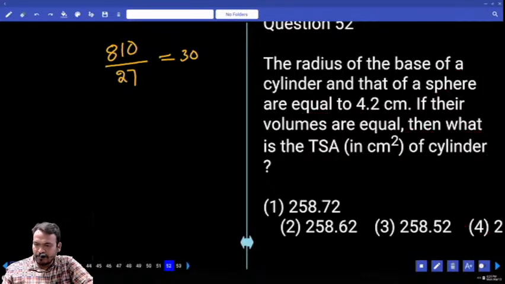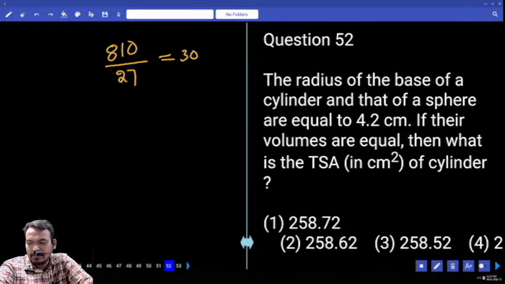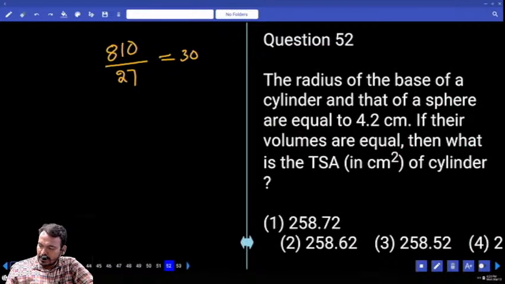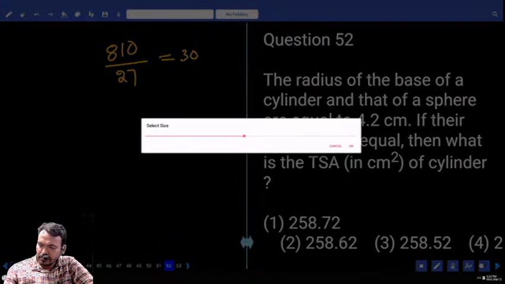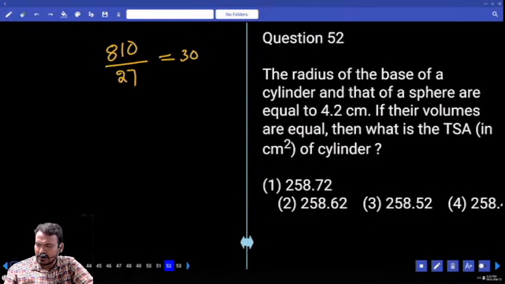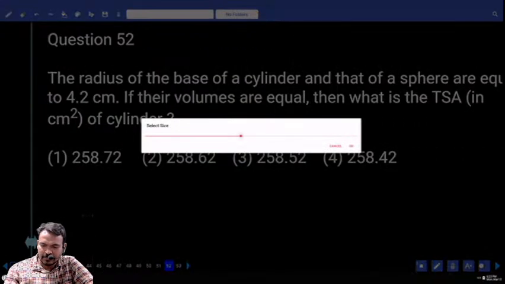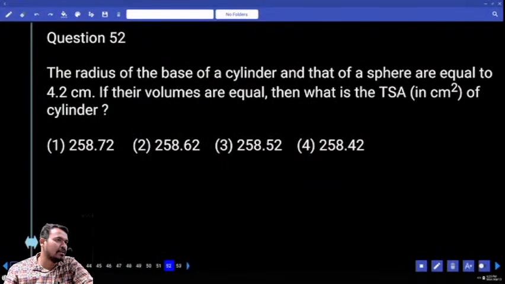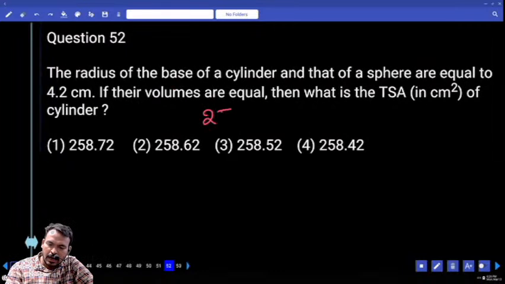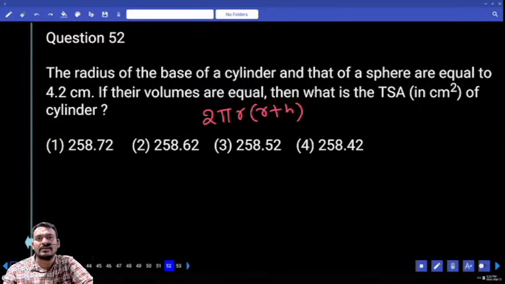Next question number 52. The radius of the base of a cylinder and that of a sphere are equal, which is 4.2 centimeters. If their volumes are equal, then what is the total surface area of the cylinder? Total surface area of a cylinder means 2 pi r into r plus h.